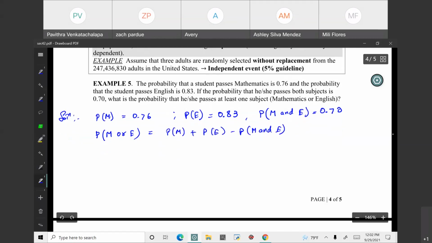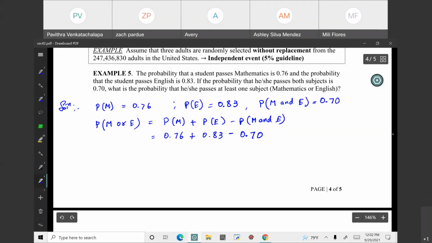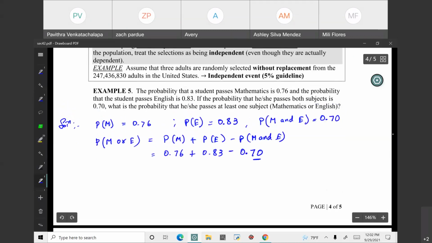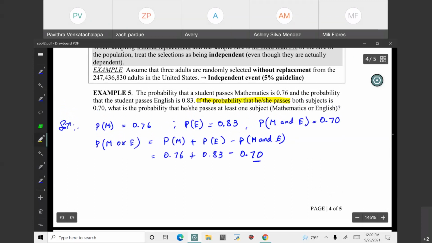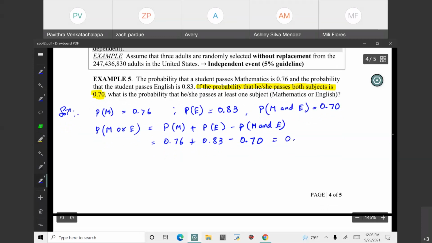So the formula is probability of math plus probability of English minus probability of math and English, right? Now, what is the probability of math? 0.76. English is 0.83. It's already given. You just have to calculate. What is the answer? We have been told that the probability that she passes both the subjects is 0.70, which is AND. So your answer must be 0.89. Just add those two numbers and subtract 0.7.